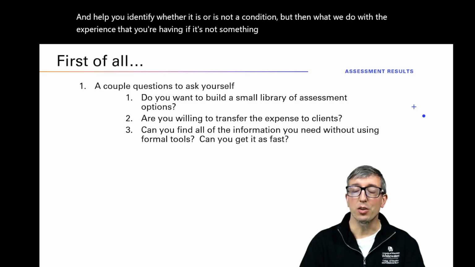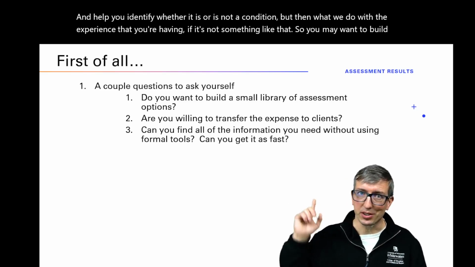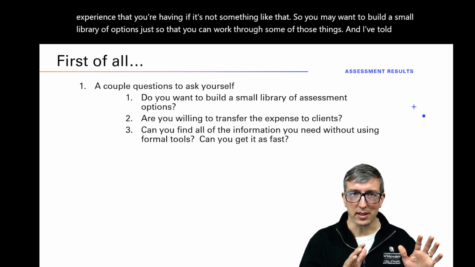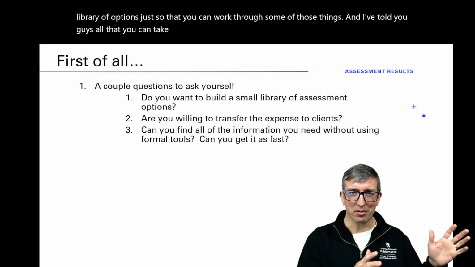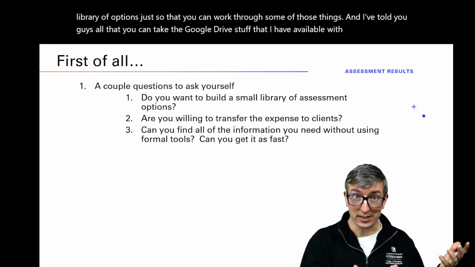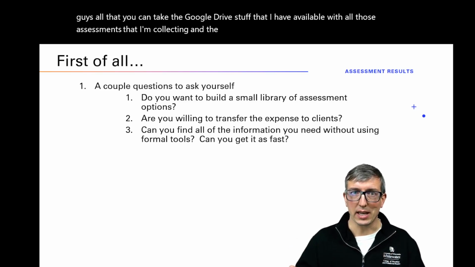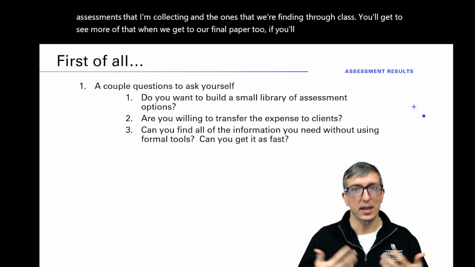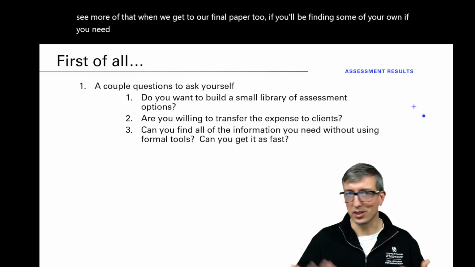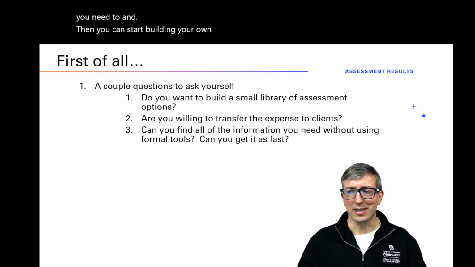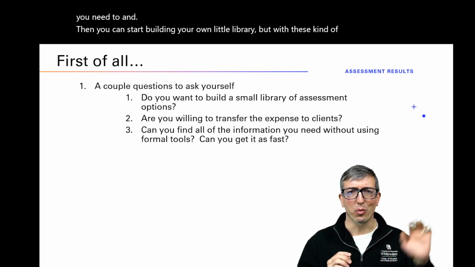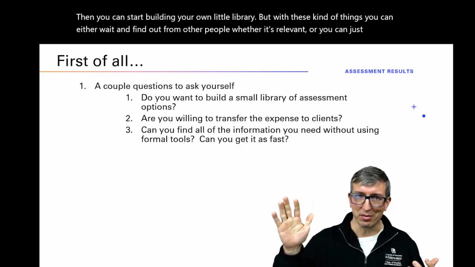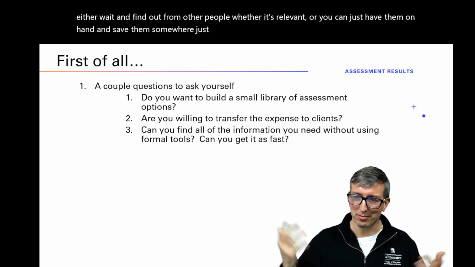So you may want to build a small library of options just so that you can work through some of those things. And I've told you guys all that you can take the Google Drive stuff that I have available with all those assessments that I'm collecting and the ones that we're finding through class. You'll get to see more of that when we get to our final paper too. You'll be finding some of your own if you need to, and then you can start building your own little library. But with these kinds of things, you can either wait and find out from other people whether it's relevant, or you can just have them on hand and save them somewhere just in case. So that might be something to think about.